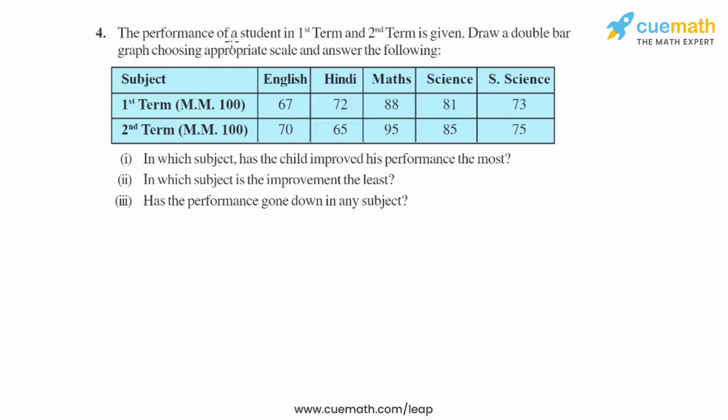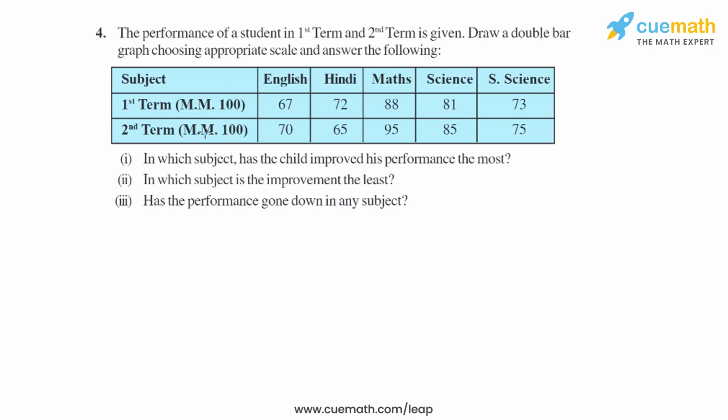Question 4 of this exercise says the performance of a student in first term and second term is given. Draw a double bar graph choosing appropriate scale and answer the following. In which subject has the child improved his performance the most? In which subject is the improvement the least? Has the performance gone down in any subject?